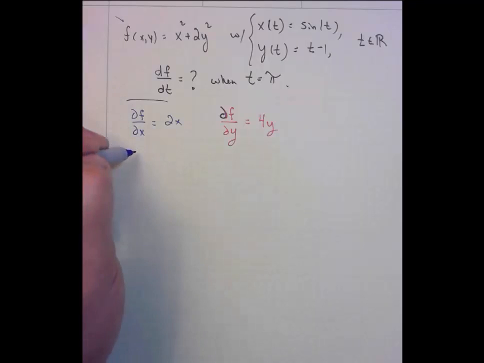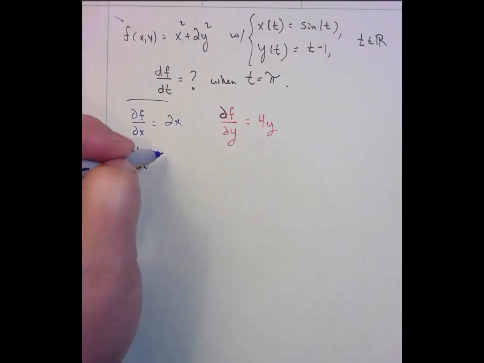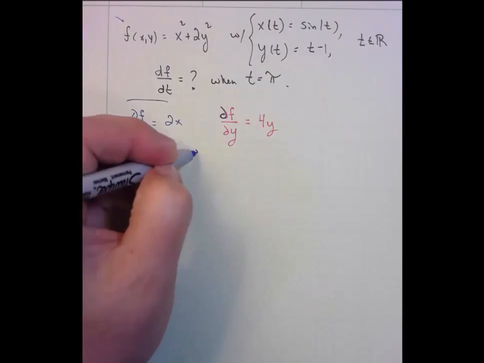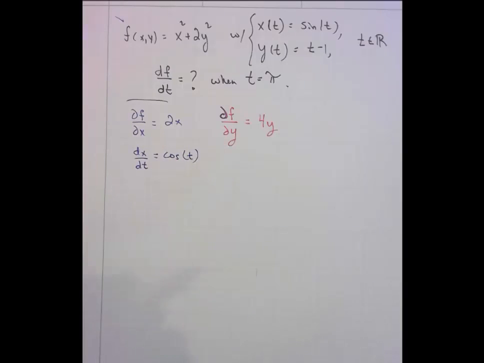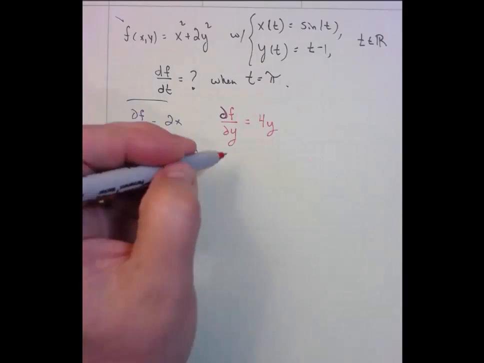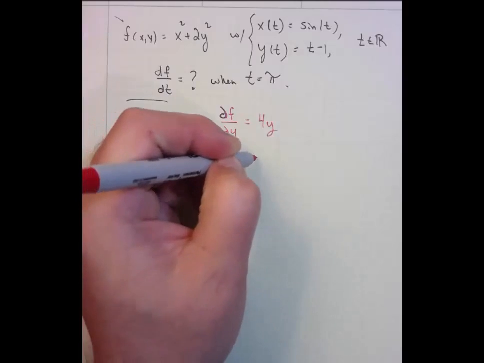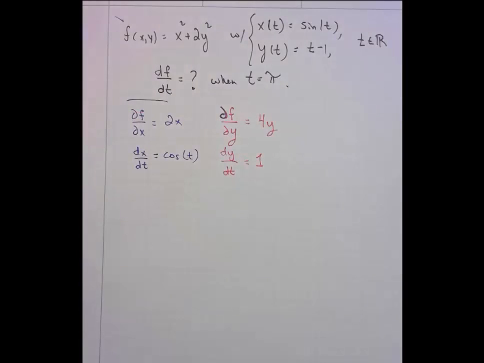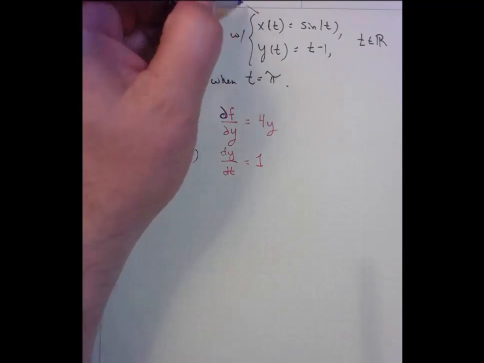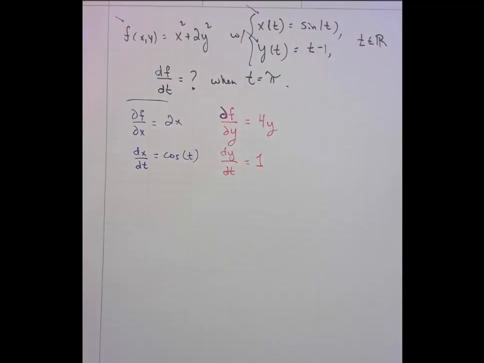So for example, we have a derivative of x with respect to t, coming out of the top of the two, the derivative of sine is cosine. And we also have a derivative of y with respect to t coming out of the t minus 1, and that's just 1. So those are the derivatives that we have available out of the original function and the two constituent functions there.